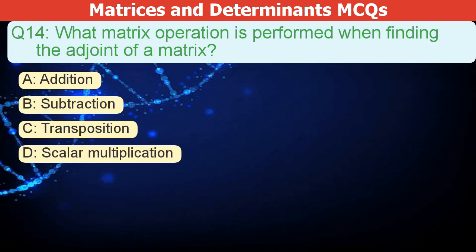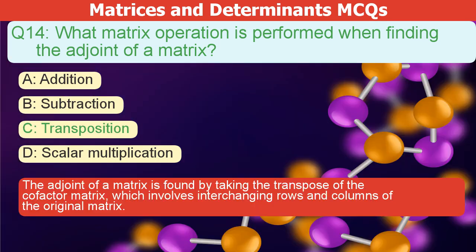A. Addition. B. Subtraction. C. Transposition. D. Scalar multiplication. The correct answer is C. The adjoint of a matrix is found by taking the transpose of the cofactor matrix. This involves interchanging rows and columns of the original matrix.